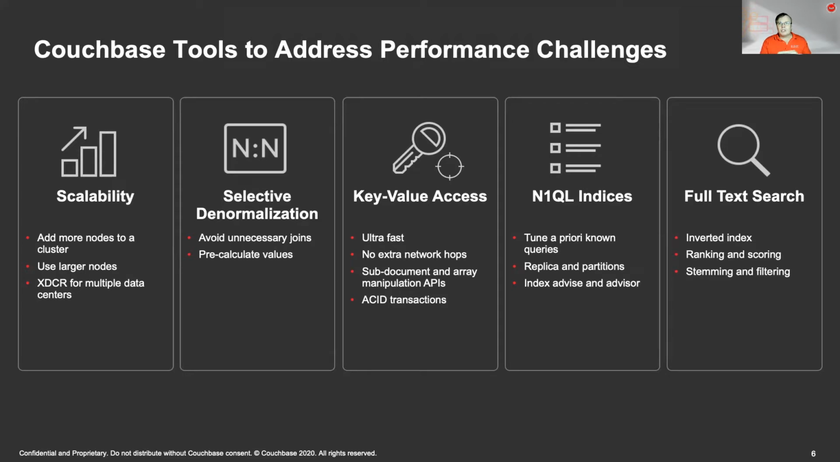Selective denormalization. In relational databases, every one-to-many relationship needs to be broken down into separate tables, and then that relationship gets recreated at runtime via joins. That's not true with JSON data stores, and we're going to go through an exercise later on in this session which talks about how to do that and gives you an example to understand what we mean.